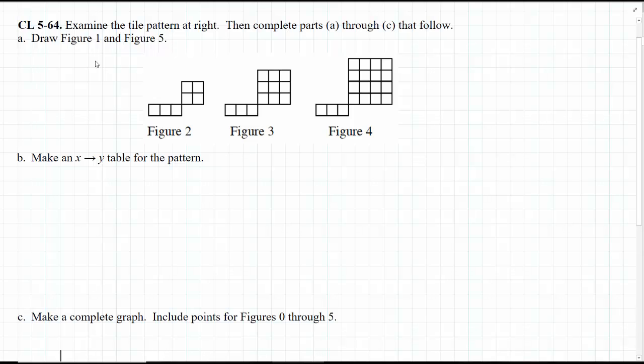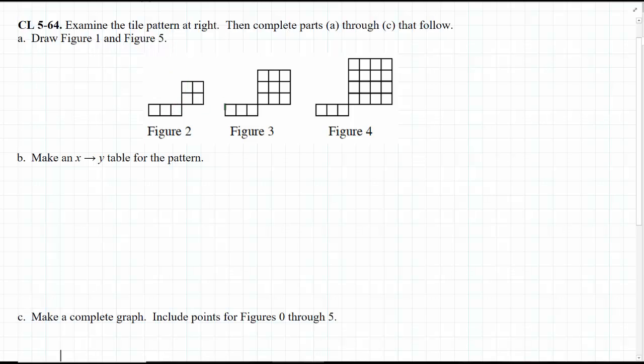Okay, 5-64 asks us to examine the tile patterns, then completes A through C. So for part A, we're just going to go ahead and draw the figure 1 and figure 5 to help us figure out what the pattern is. Well, if we take a look at it, let's actually see what's growing.